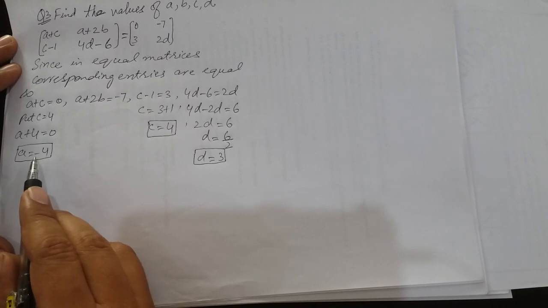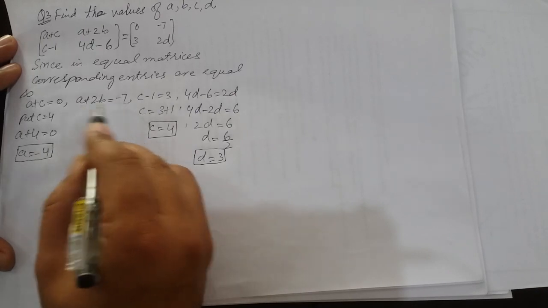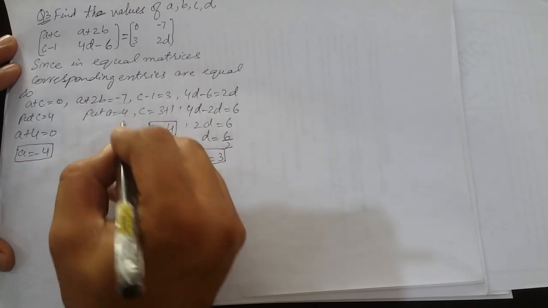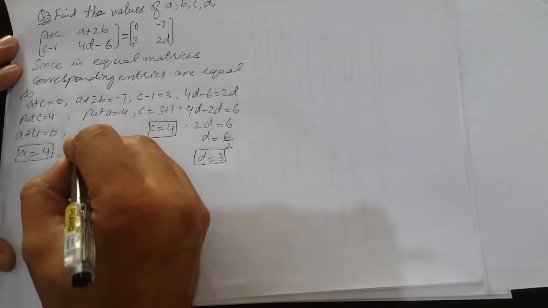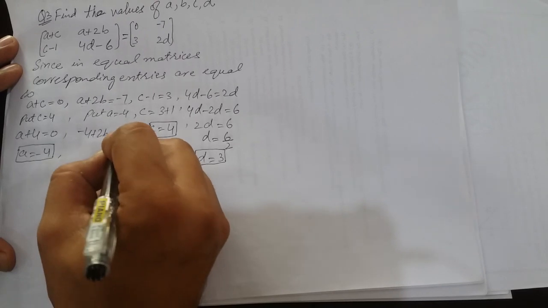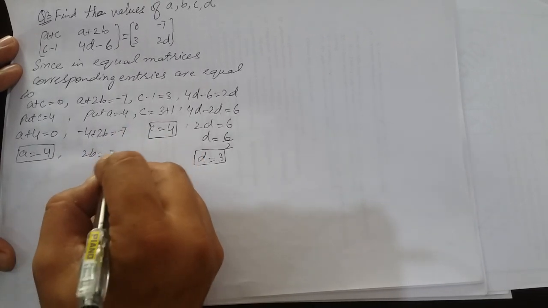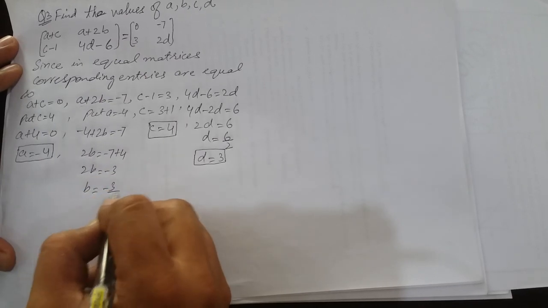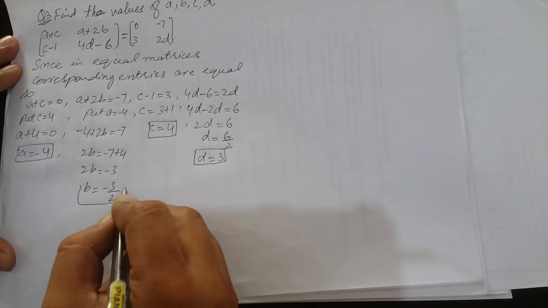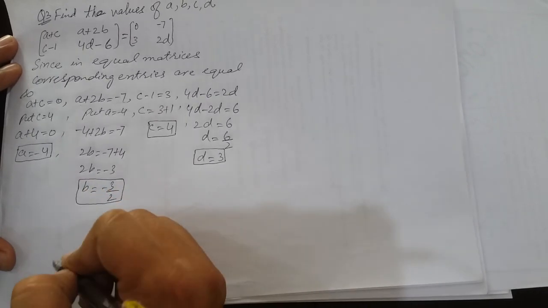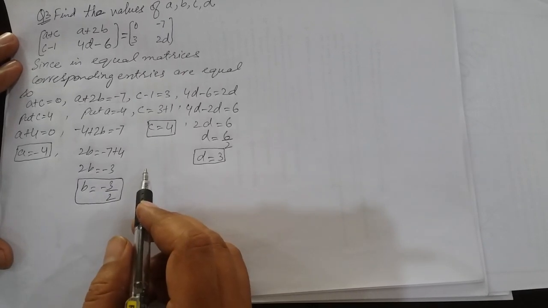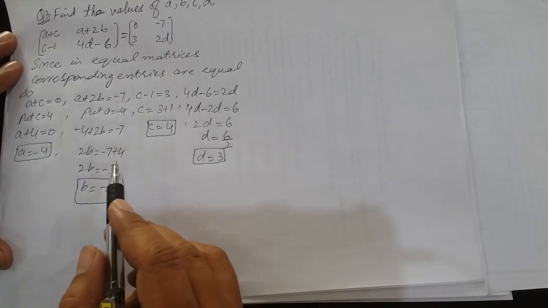Now by using the value of a is equal to minus 4 in this equation, we can get the value of b. So put a is equal to minus 4 here. It will be minus 4 plus 2b is equal to minus 7. 2b is equal to minus 7 plus 4. 2b is equal to minus 3. b is equal to minus 3 over 2. So in this way we will get the value of b as well. So we have got all the values of the unknowns by using equal matrices.